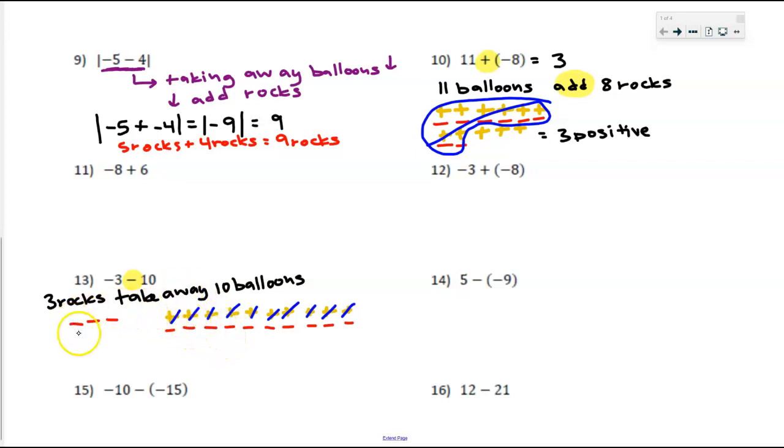And what is it that I have in my basket now? All of those rocks. These 3 rocks that started in the basket and all of those rocks that came from the zero pairs. So altogether I have 1, 2, 3, 4, 5, 6, 7, 8, 9, 10, 11, 12, and 13 rocks, or 13 negatives. So -3 minus 10 is equal to -13. Will you take just a second? Will you make sure that your paper looks like mine?